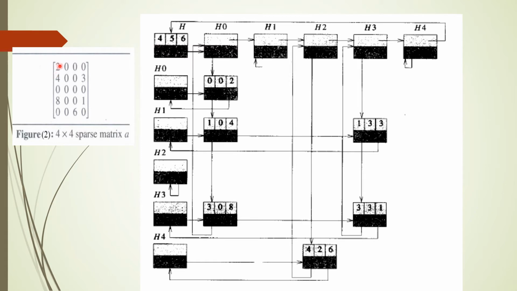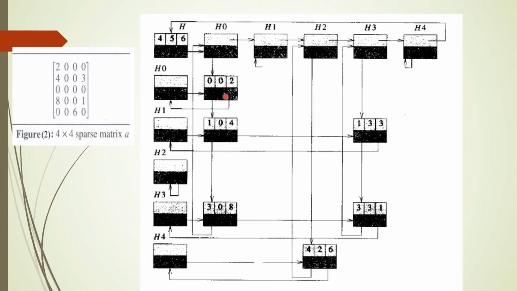And how many columns? 1, 2, 3, 4. 4 columns. So there is a mistake in the entry. Here it is 5, here it is 4. The number of non-zero elements is 6. And you know the header node is like this: next, down and right. Down is pointing to the list in the column, and right is pointing to the list in the row. Like this the representation goes.